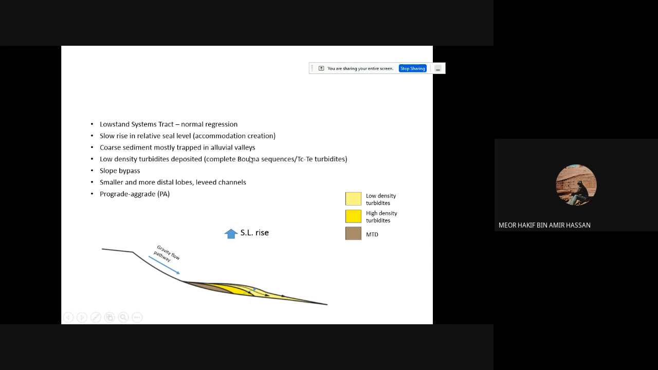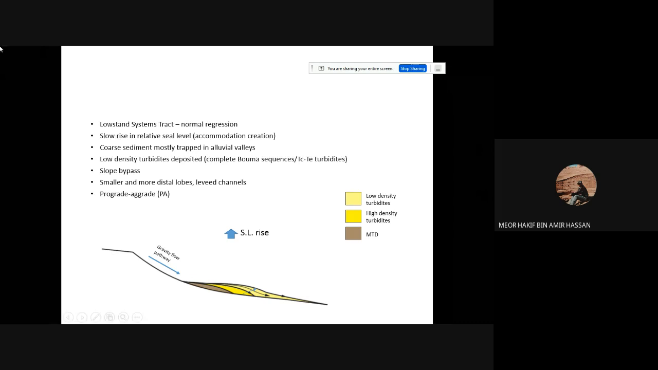Maybe you get complete Bouma sequences from TA to TE, or just very thin mud dominated turbidites from TC to TE. I hope you remember your Bouma sequence divisions. So TC is where you have ripples, right? And it goes into lamination and shale at the top.